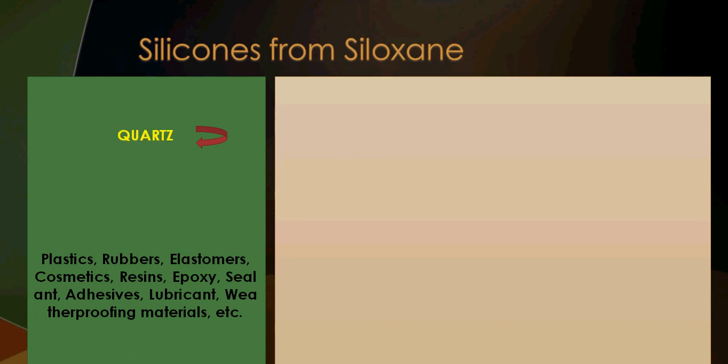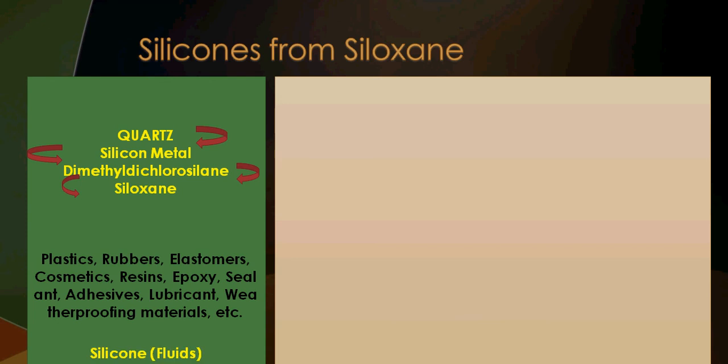So, let us see how the silicones are produced. We need quartz to produce silicon metal, and silicon metal will produce dimethyl dichlorosilane. Dimethyl dichlorosilane will produce siloxanes. Siloxanes will produce silicone fluids, and silicone fluids will produce silicone products, which are plastic, rubber, elastomers, cosmetic, resins, epoxy, sealants, adhesive, lubricant, weatherproofing materials, etc.